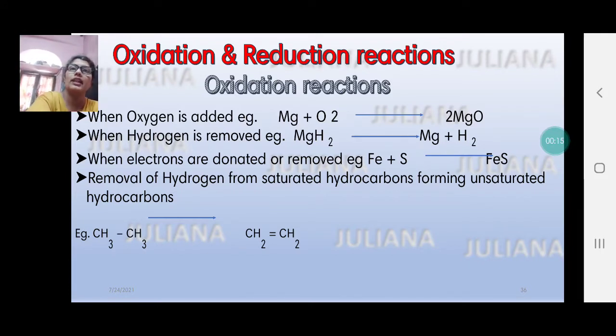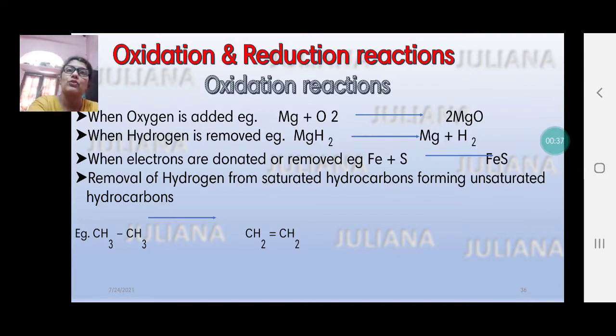Okay, so let us first understand what is oxidation reaction. When do we say that oxidation is taking place? There are certain conditions. First of all, when oxygen is added. That's the simplest definition. So here you have magnesium plus oxygen giving you magnesium oxide. So oxygen is added to magnesium, so it is an oxidation reaction.